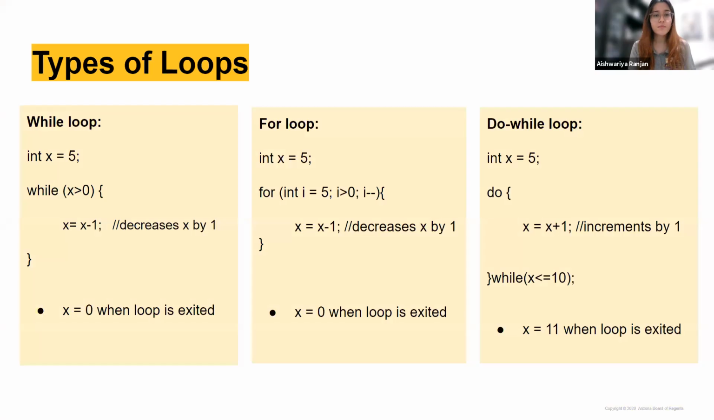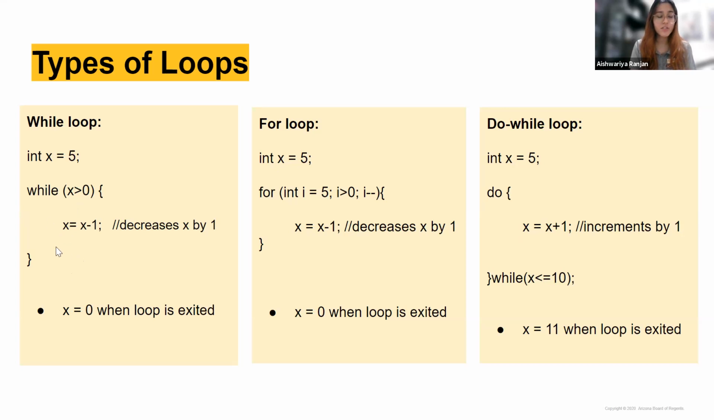Loops. So in Java, there are 3 kinds of loops: the while loop, the for loop, and the do while loop. In the while loop, we're just going to go through these quickly. Int x equals 5. And while x is greater than 0, we hop into the loop if this condition is satisfied, which it is. And then we execute the code inside. So x equals x minus 1. So 5 is now 4.